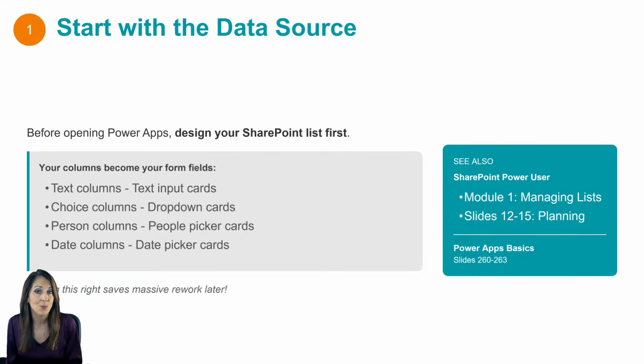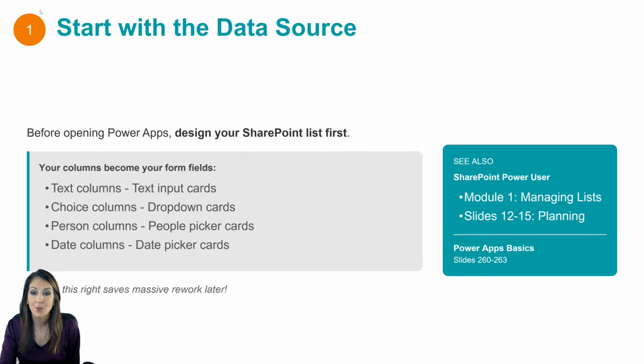I usually use SharePoint as my data source, but the key is to get all of your columns created, get all the right column names, all the right column options, column types, get those done before you start pulling them into a Power App as a data source, because it just saves you a lot of rework in the future. So whatever types of columns you create in SharePoint or Dataverse, it's going to automatically know what types of controls to create in your Power Apps form.